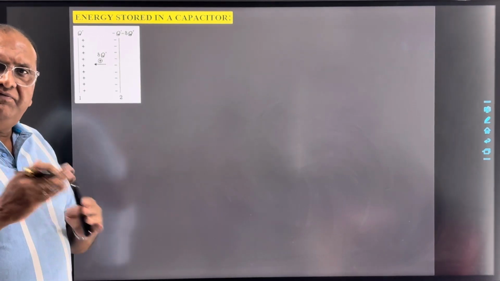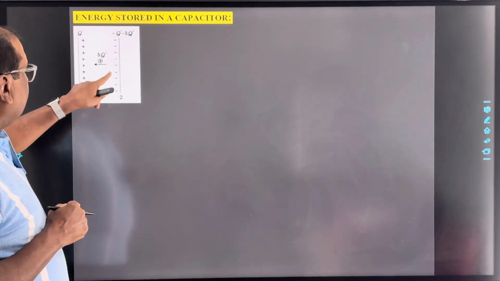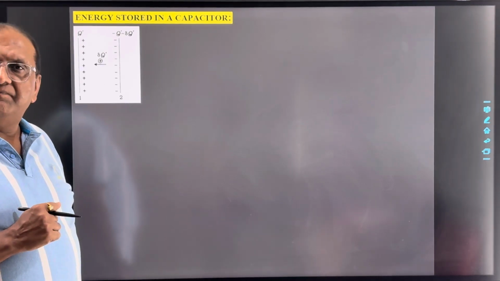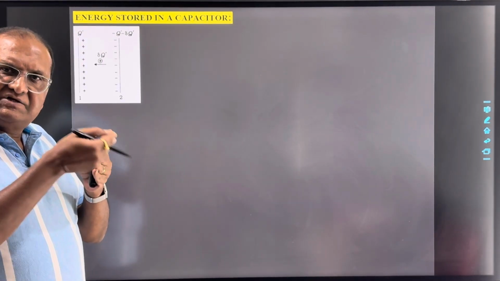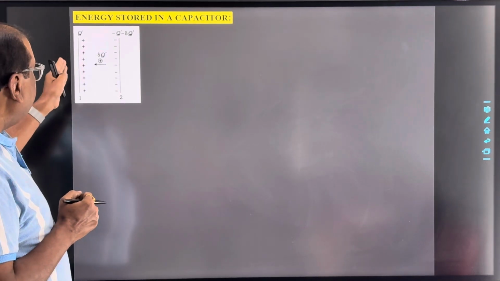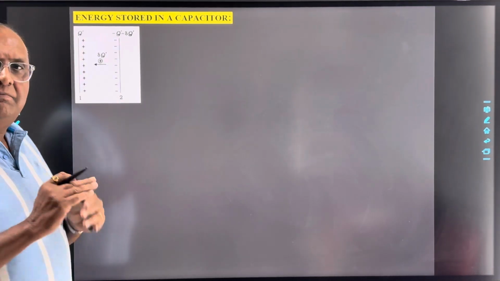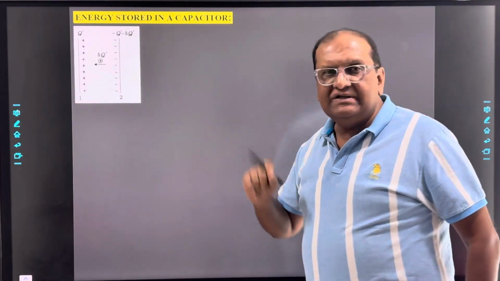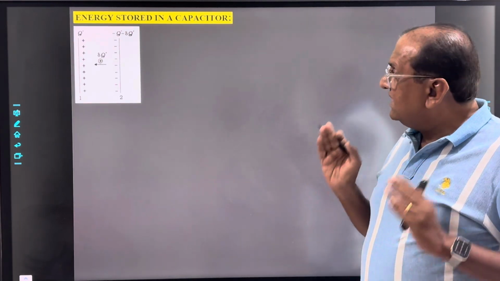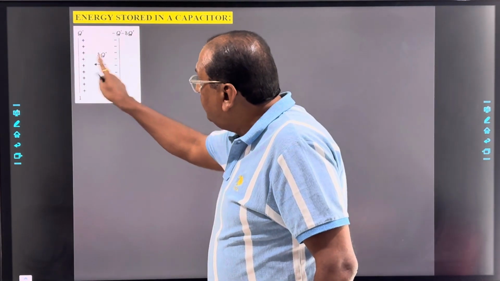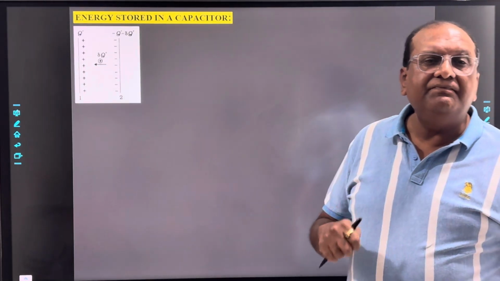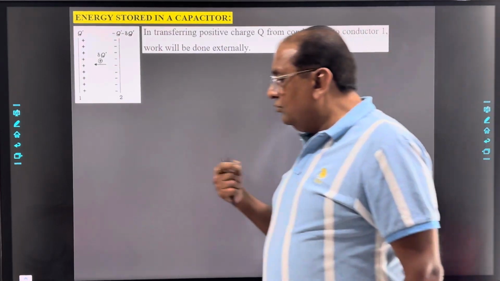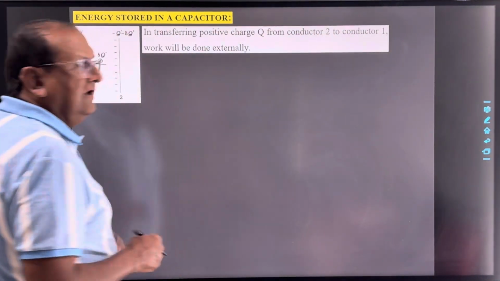So for that, what can we do? We can transfer charge Q from plate number 2 to plate number 1. If plus Q charge is transferred from plate 2 to plate 1, then minus Q charge is left on plate 2. In this way we deposit the charge Q. To transfer charge Q from plate 2 to plate 1, some external work has to be done.